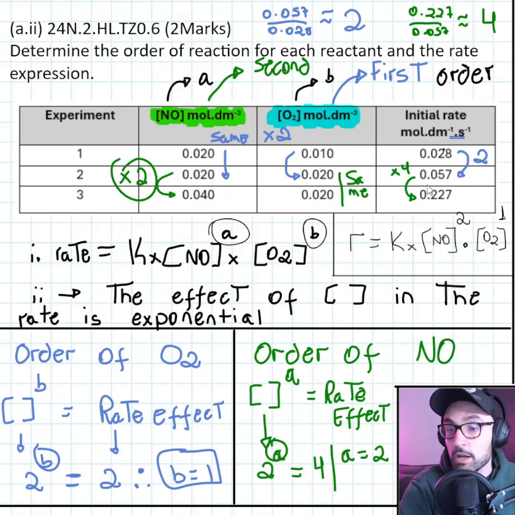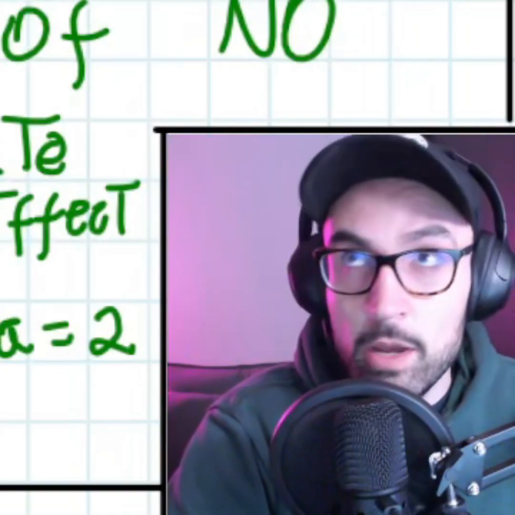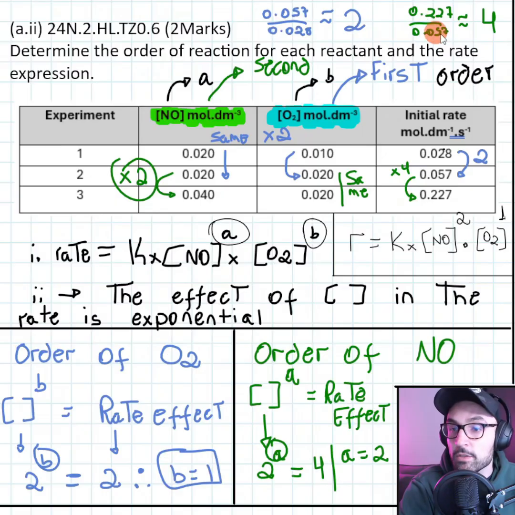And what was the rate effect? Well, between experiments 2 and 3, the rate went from 0.057 to 0.227. Look over here at the top right. Divide the larger number by the smallest number. The real division is going to give you something like 3.98, which we can approximate to 4. So we doubled the concentration and the rate was multiplied by 4. The reaction got 4 times as fast.